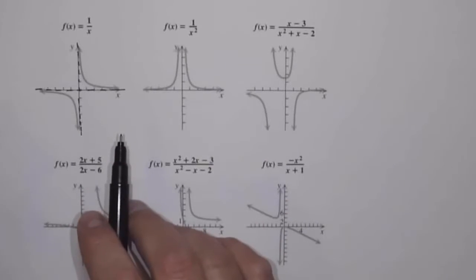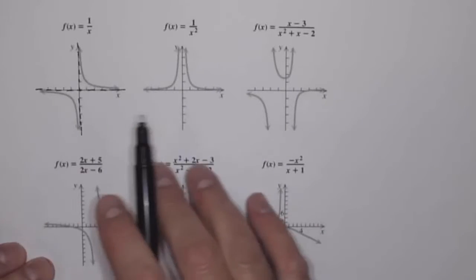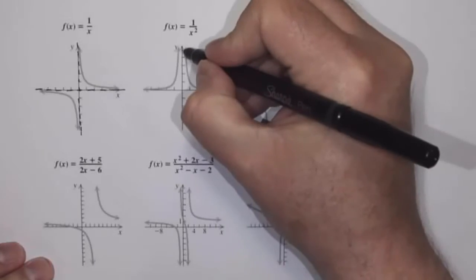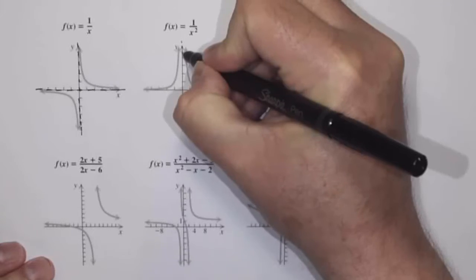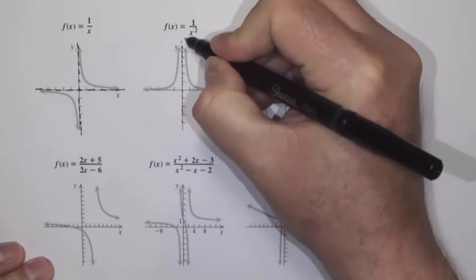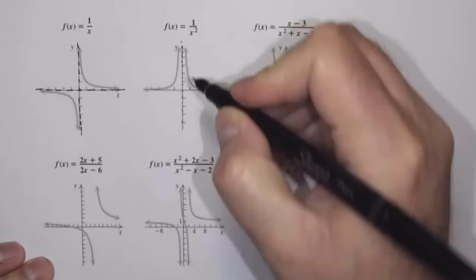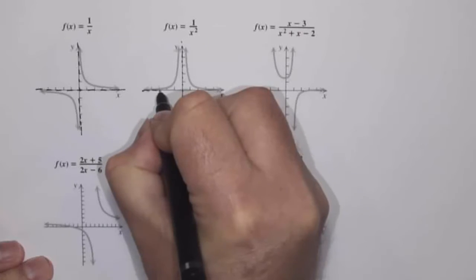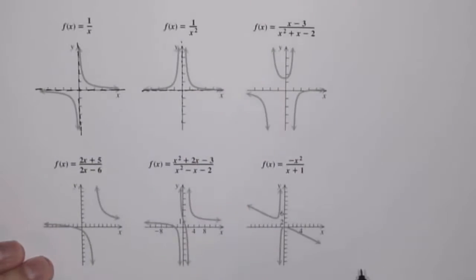So a key characteristic of rational functions is that we often have these kinds of asymptotes. So we can see here for this graph, for example, the y-axis is a vertical asymptote. This graph's going to keep getting closer and closer to it as we get closer and closer to 0. And we also have this horizontal asymptote here.